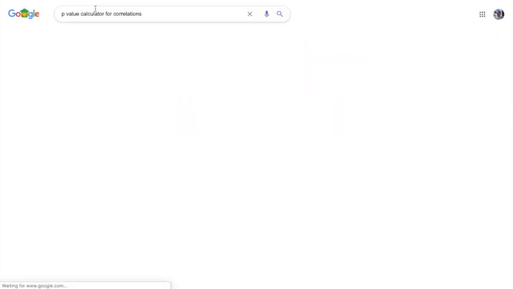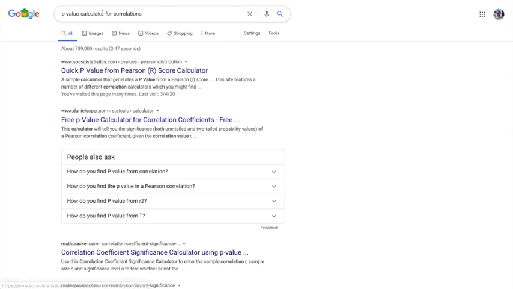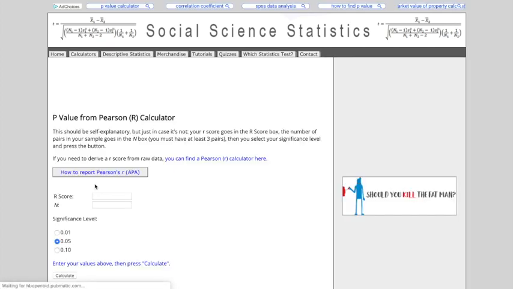I type in p-value calculator for correlations, and it's going to be the very first one you see. Quick p-value Pearson R calculation. So you put in the R value, which is 0.012, as we calculated before. My N is 170 because I have 170 participants.